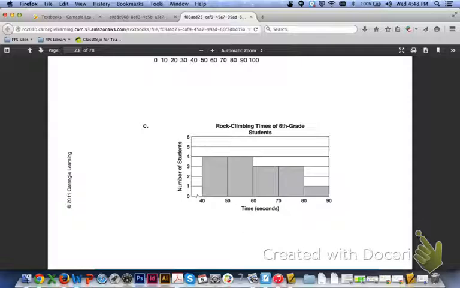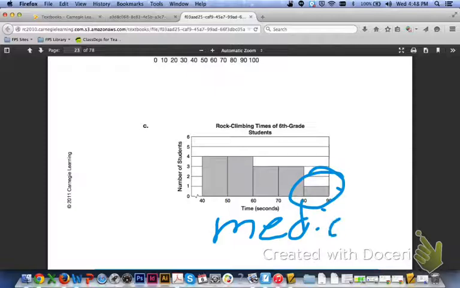The same goes for letter C, because the data again was skewed to the right, so the median would be the best because it's not going to be affected by that outlier.